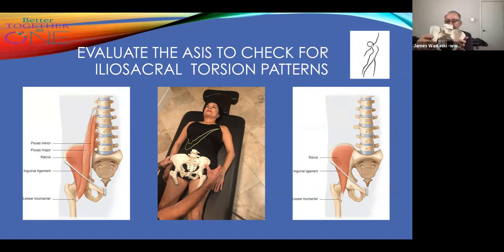You could be rotated this way from a foot problem. You could be rotated this way from an iliosacral torsion problem. And now why is that a problem? Let's look at this right ilium.